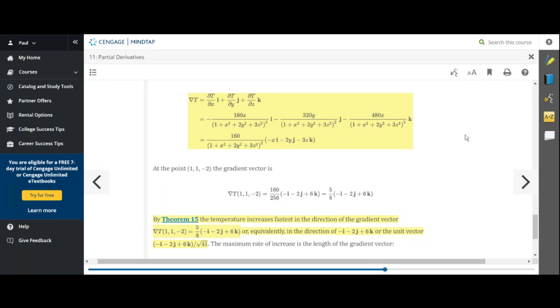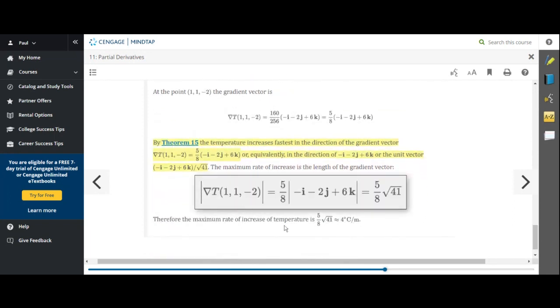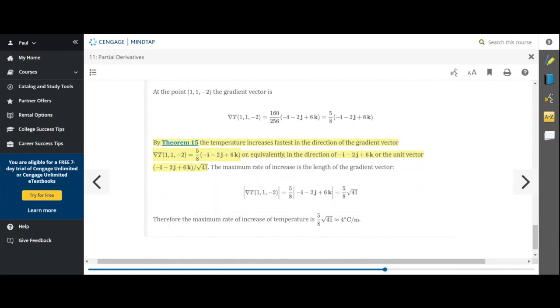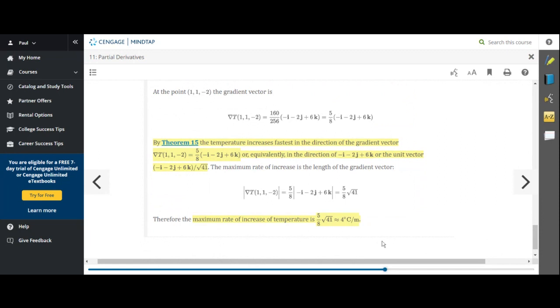The maximum rate of increase is the length of the gradient vector. This is really kind of a repeat of the problem we just did, but you compute the gradient vector, and the maximum rate of increase is going to be 5 divided by 8 times the square root of 41, which is approximately 4 degrees Celsius per meter.